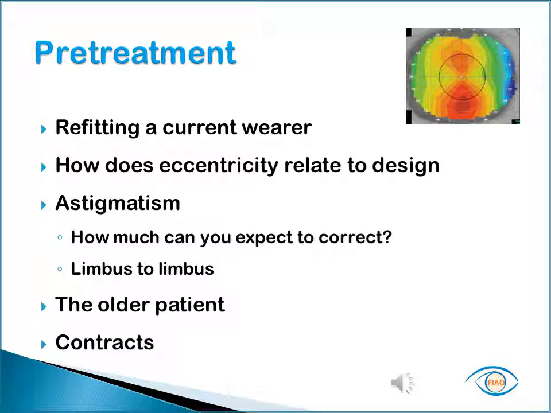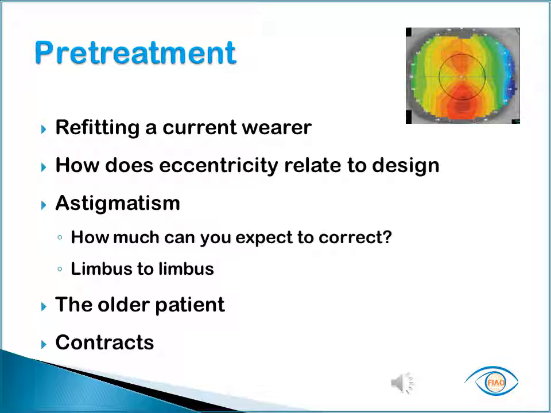And again, when you have a patient who's a current RGP wearer or a previous Ortho-K wearer, what do you do about that? How do you prepare the patient? How do you approach the whole fitting situation? How does eccentricity relate to this whole fitting process? What do you do with those data prior to designing your lens?